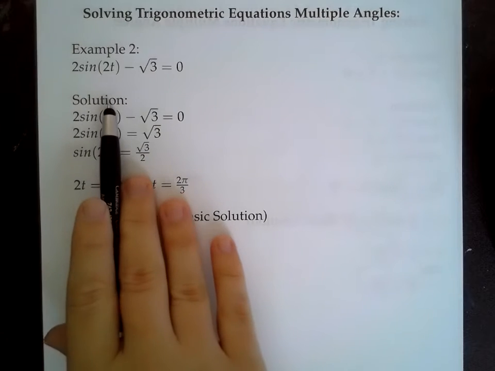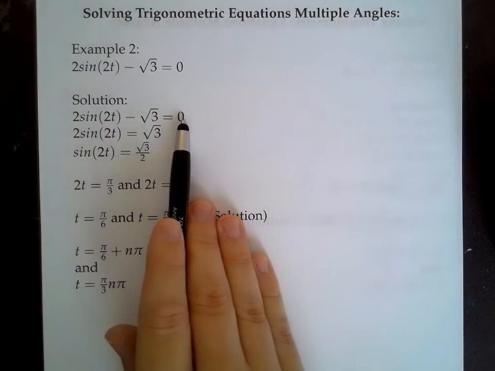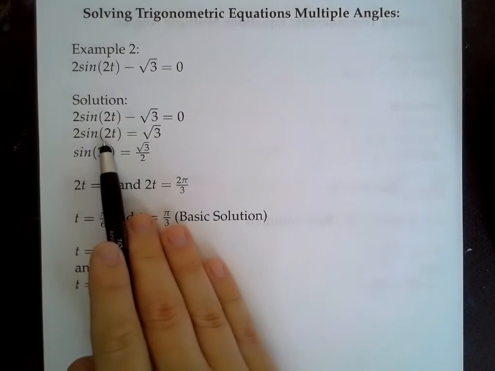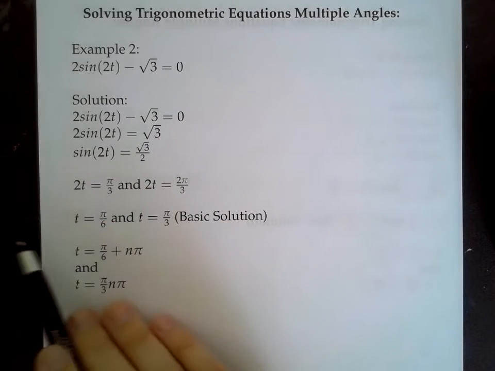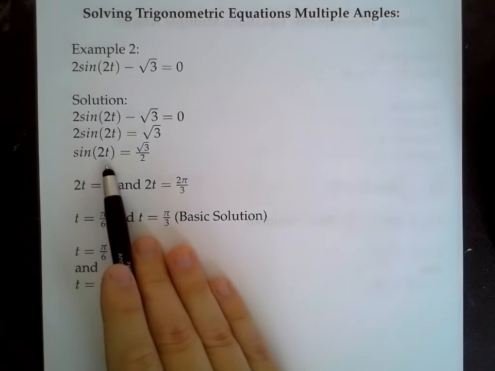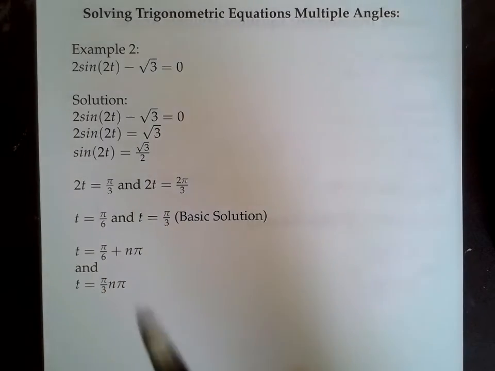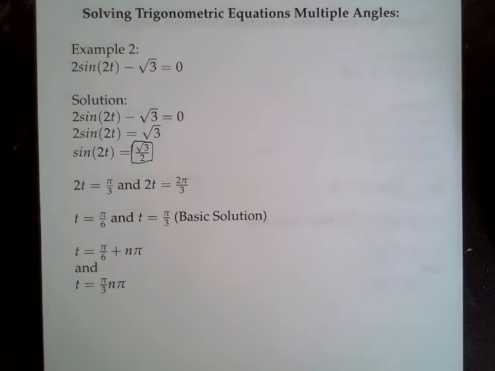Okay, so in this case, my solution, I'm going to get rid of the square root of 3 on my left-hand side by adding it to both sides. This gives me 2 sine of 2t is equal to square root of 3. And then again, I'm going to use my algebra to divide both sides, giving me sine of 2t is equal to square root of 3 over 2. So just like before, I know that I can find square root of 3 over 2 as some of my sine values on my unit circle.